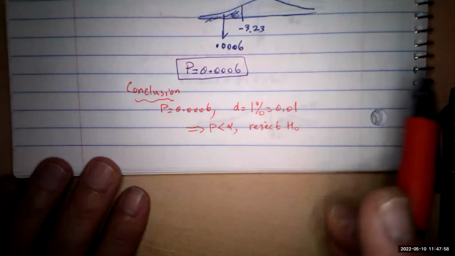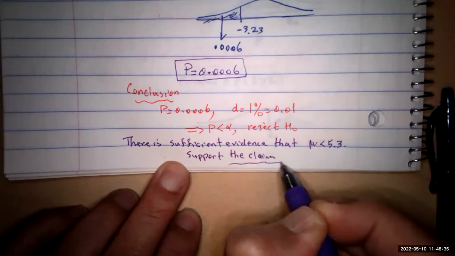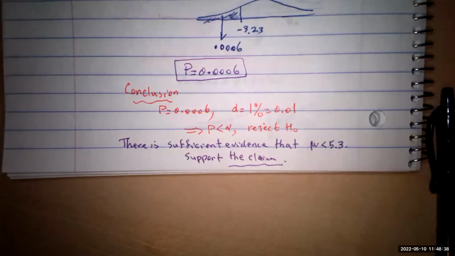There is sufficient evidence that mu is less than 5.3. So we are going to support the claim. We don't usually say accept. Support the claim based on this information. What else can you do? Based on this information, you are going to support the claim.